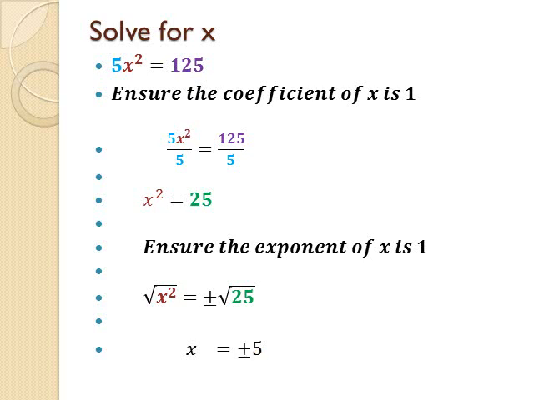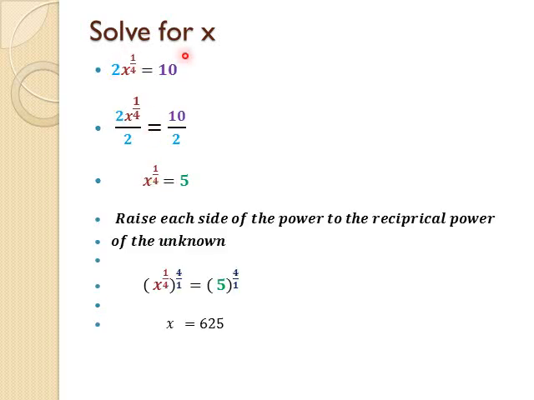Alright, let's look at problem number 2. So solve for x again. X in my base is unknown. Get rid of whatever coefficient is attached to it. I want to get to x to the power 1. So there, 2 divided by 2, 10 divided by 2. Right? 10 divided by 2 gives me 5. There I have x to the power 1 over 4.